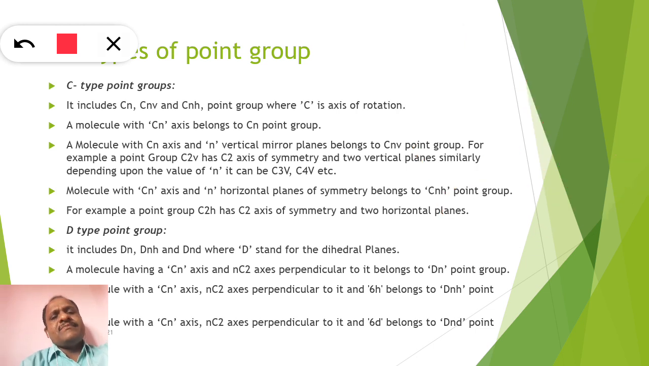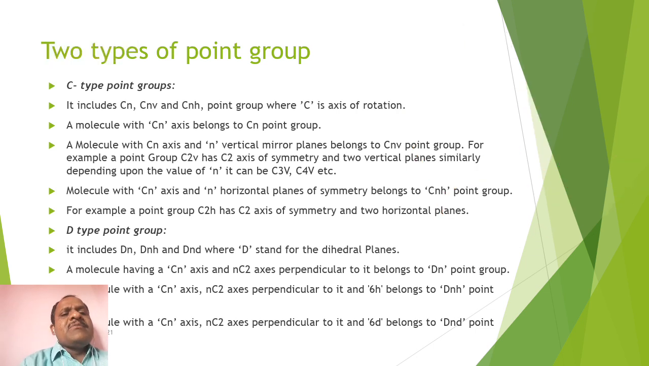Everybody understood? If any molecule possesses, suppose, a C3 axis, then there will be 3 vertical planes. So the point group becomes C3v. If a molecule has a C4 axis, then there will be 4 vertical planes. In short, we can say a molecule with a Cn axis and n vertical mirror planes belongs to the Cnv point group. Everybody understood that?